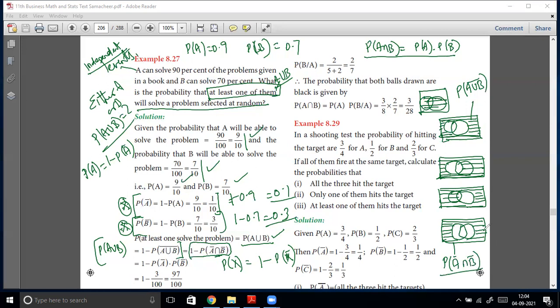This is not in your syllabus now. I remember, uncle. They reduced this also. They put it as an exercise.